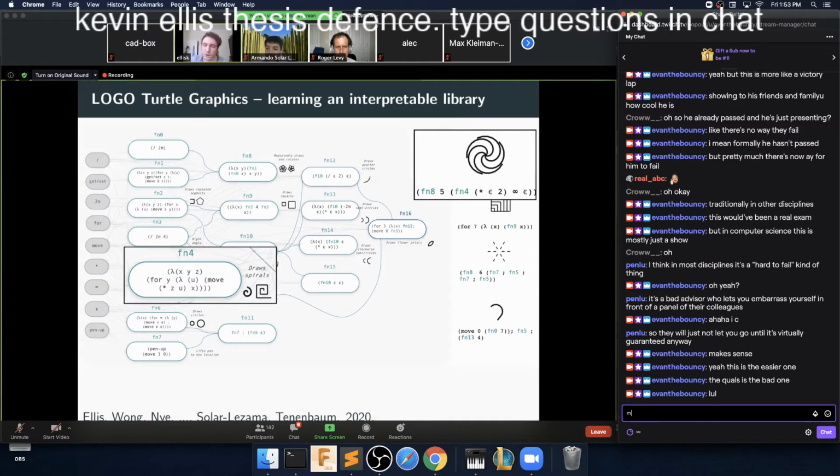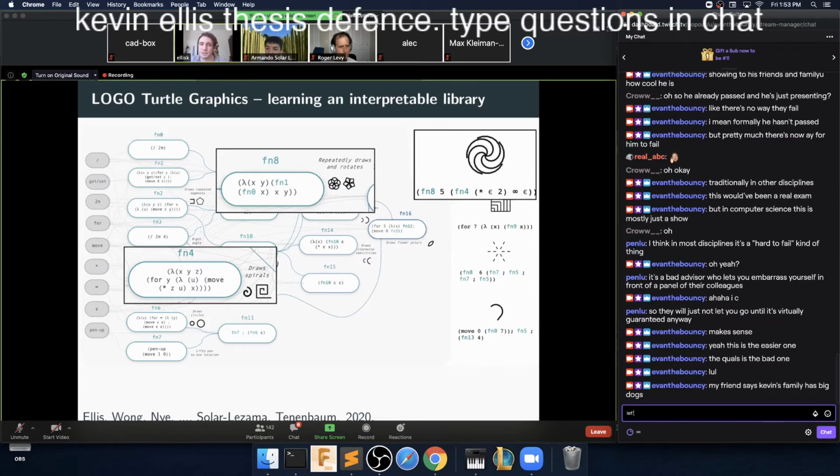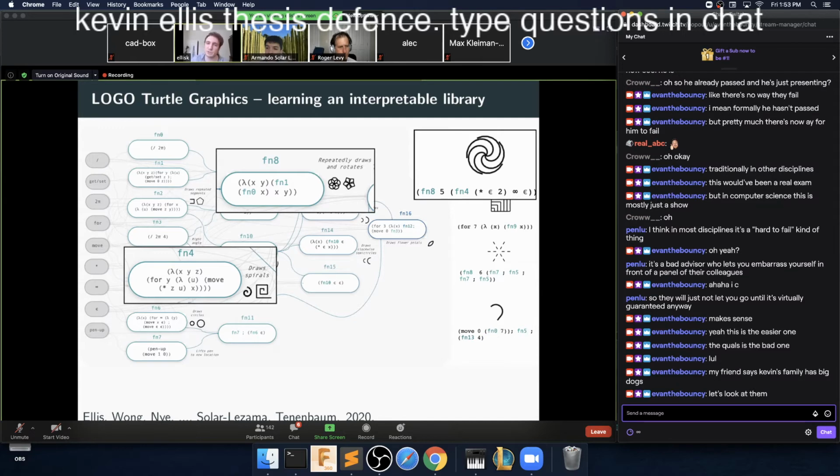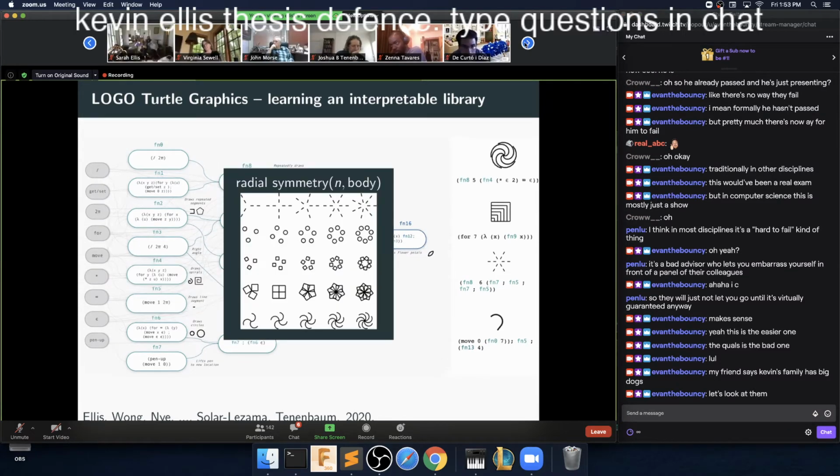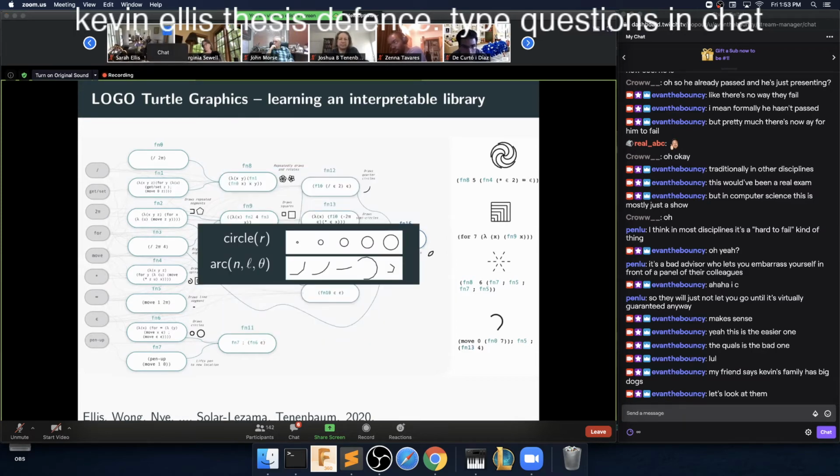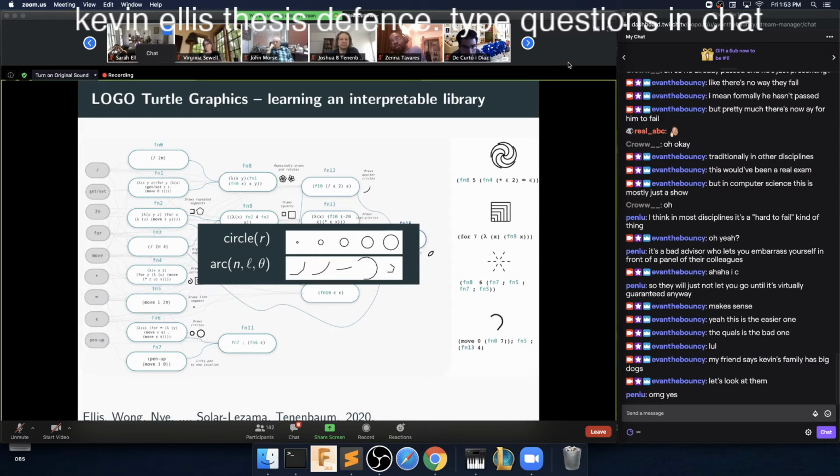And function 4 is a parametric routine for drawing spirals, which it learned and then added to its library. And function 8 is a procedure which repeatedly draws and rotates something. So function 8 is really a higher order function corresponding to the concept of radial symmetry. And if you look throughout the library, you'll see other routines like things for drawing circles or parametric families of arcs.